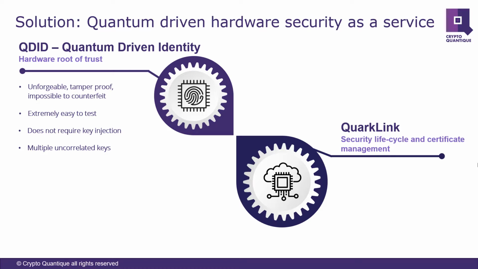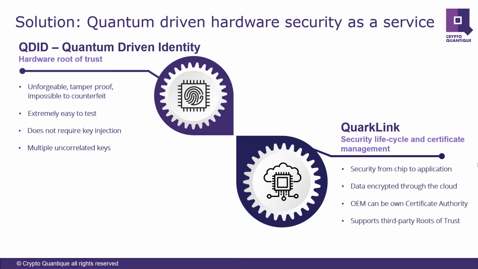It then can produce unforgeable, tamper-proof and impossible to counterfeit random seeds that can be used to generate cryptographic keys and identities. Because it's a hardware IP block, there are issues with testing during the semiconductor manufacturing process, and here at Crypto we've ensured that there is a built-in self-test that can alleviate any issues here. Because the QDID has quite a large pool of random data, it can be used to create multiple uncorrelated cryptographic keys, and also it means that the customer does not have to inject keys into their host device for any security requirements, thus reducing costs.